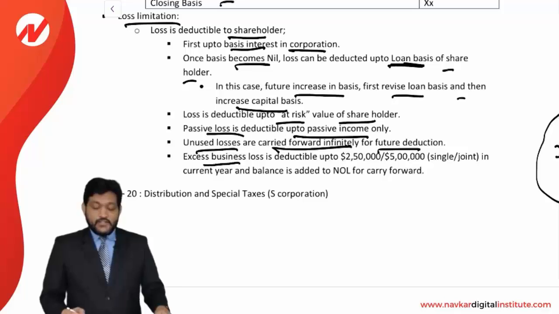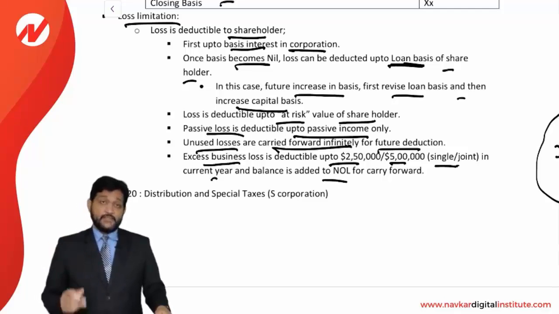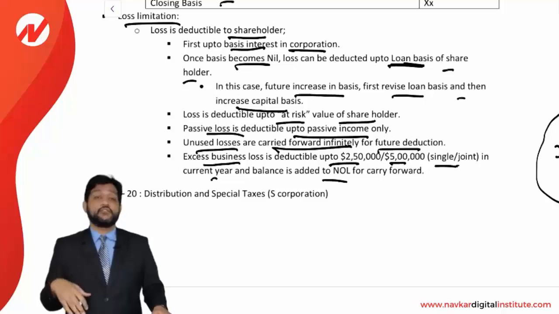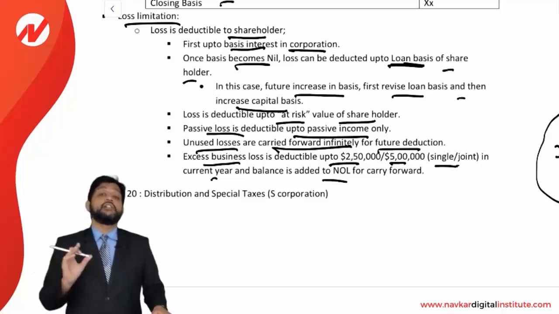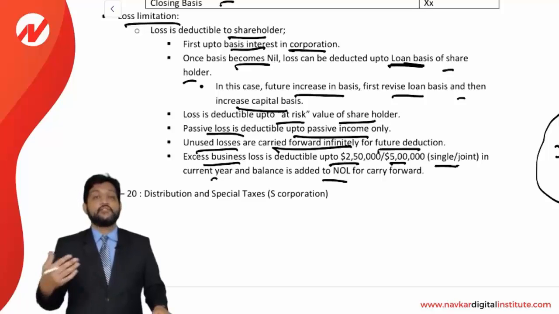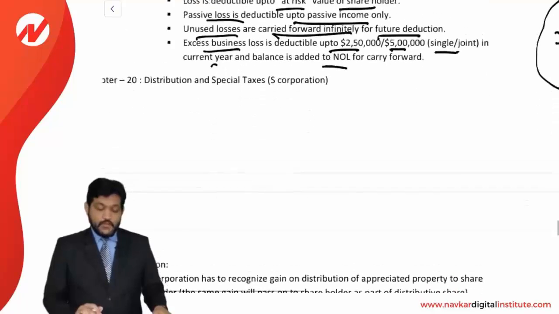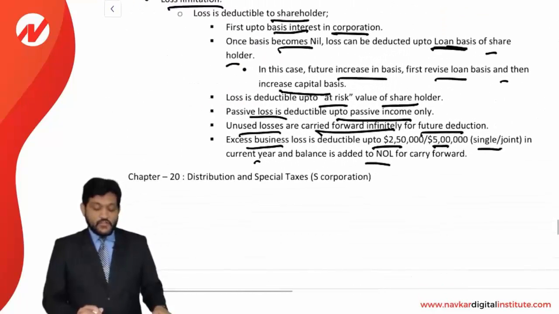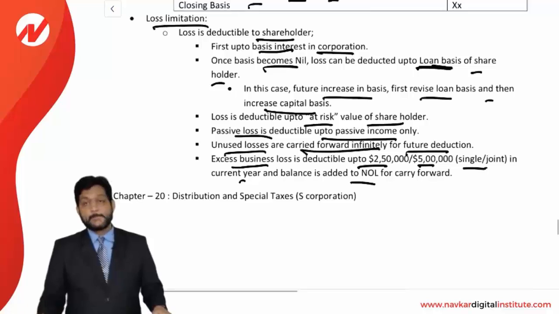Excess business loss is deductible up to 2,50,000 or 5 lakh, single or joint filing, in the current year, and the balance is added to annual carry forward. Same rule as we have seen in individual taxes and partnership taxes, because it is ultimately passed on to the individual only. Losses can be deducted in the current year up to 2,50,000 or 5 lakh depending on the return filing status, joint or individual. So this being the theory for chapter number 19.